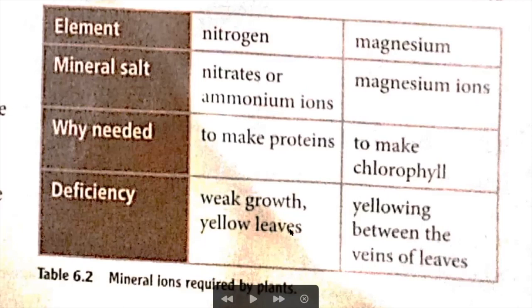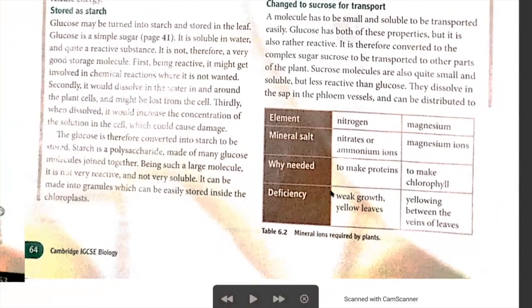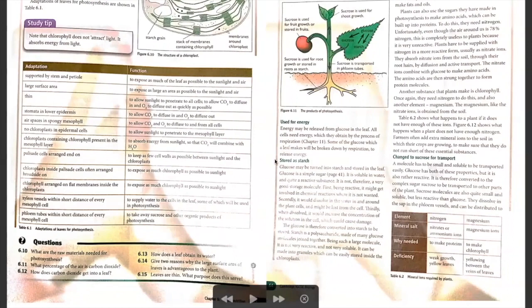Okay, so this is magnesium. Magnesium must be in the form of magnesium ion. So magnesium ion is important to make chlorophyll. You have to know that chlorophyll you can find in the chloroplast. So what happens if you lack magnesium? Deficiency tu maksudnya kekurangan. Okay, so yellow between the veins in the leaf. So this is not good lah, because we know that chlorophyll is important to do photosynthesis. Okay, so when the plant cannot do photosynthesis, they will die.